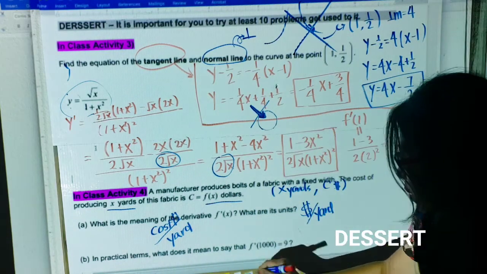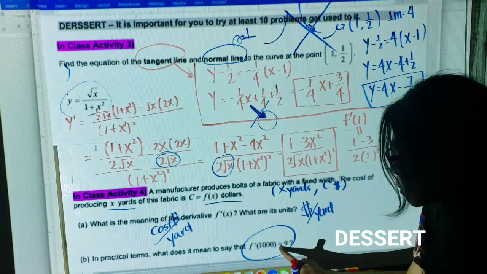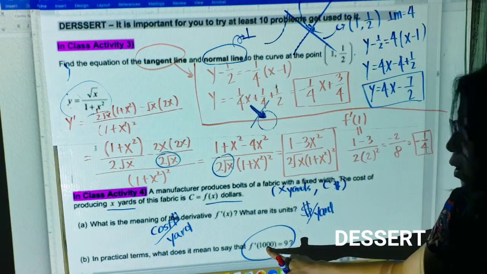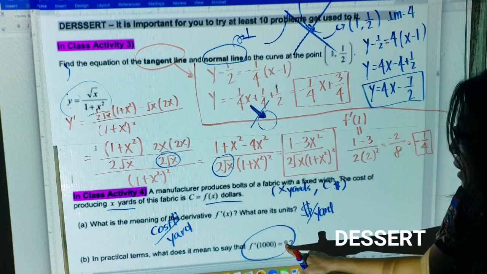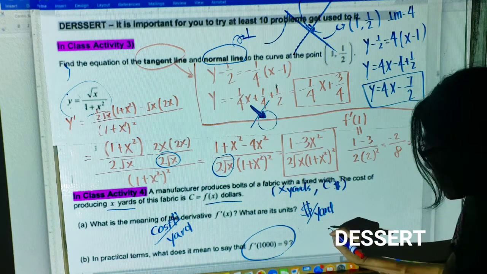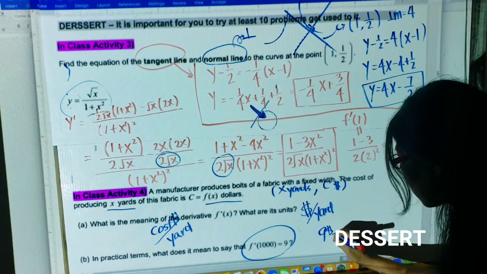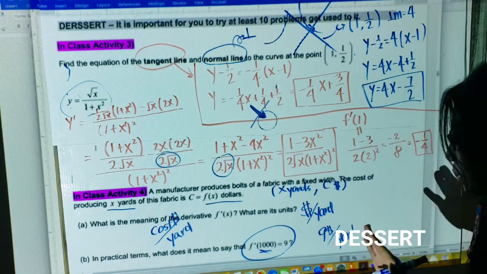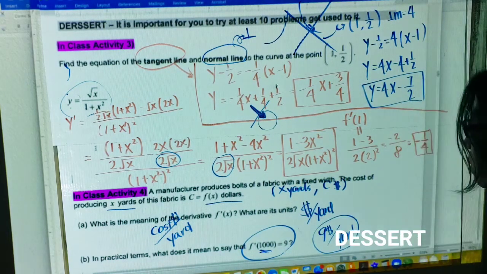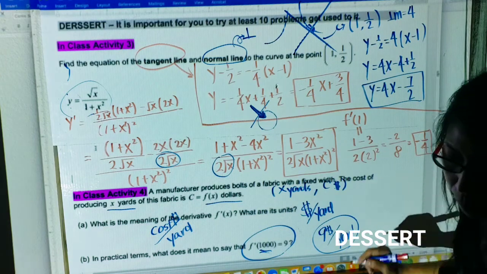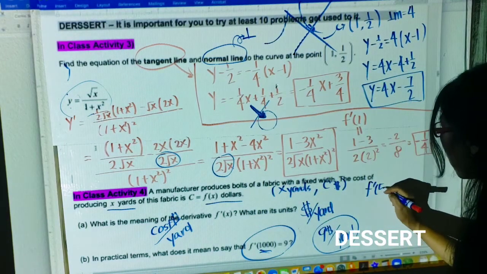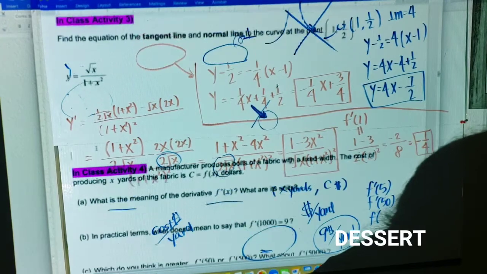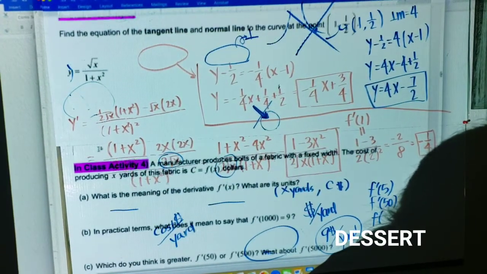Then what does this mean if they say the derivative at 1,000 is equal to 9? What was the input? The input was 1,000 yards. So when you manufacture 1,000 yards, how much is the cost? It's going to be $9 per yard to manufacture. When they are manufacturing 1,000 yards, it's going to be a unit price of $9 per yard. Then right below, you have f of 5, f of 50, and f of, sorry, I will switch. 500 and 5,000.